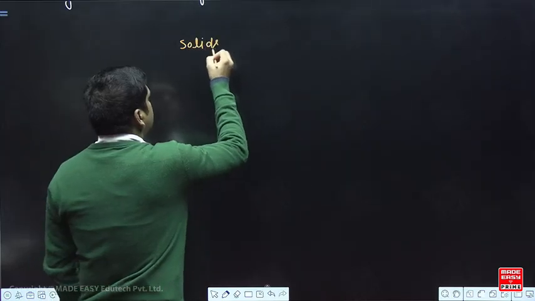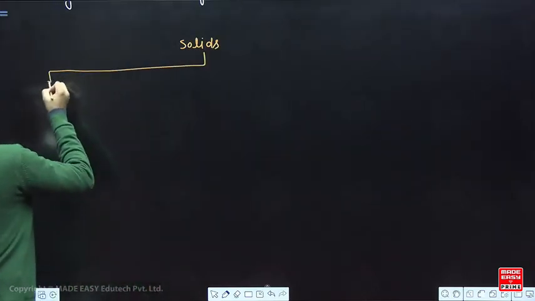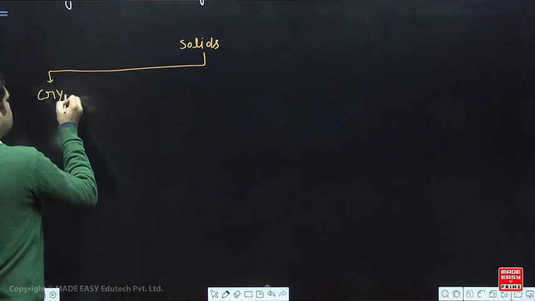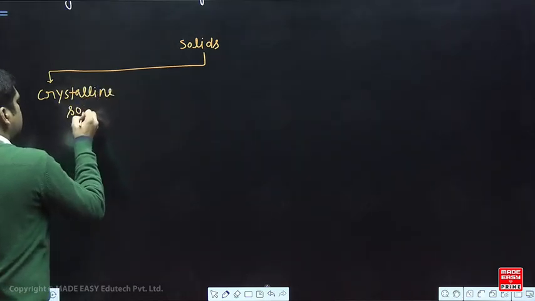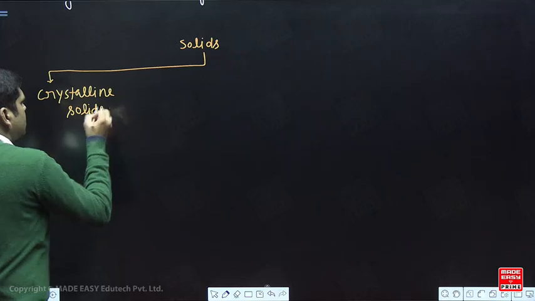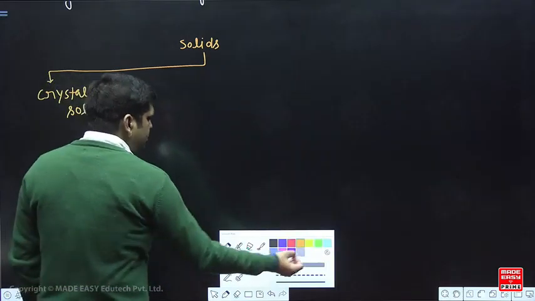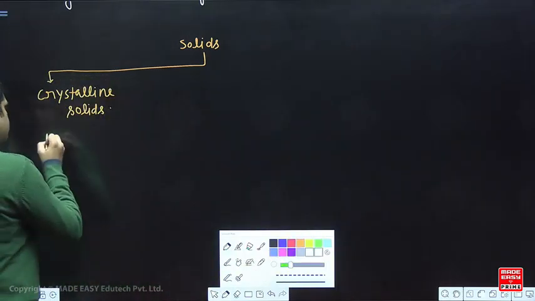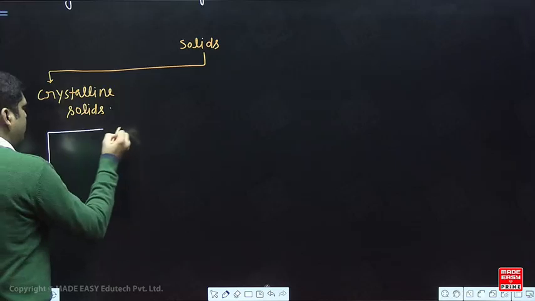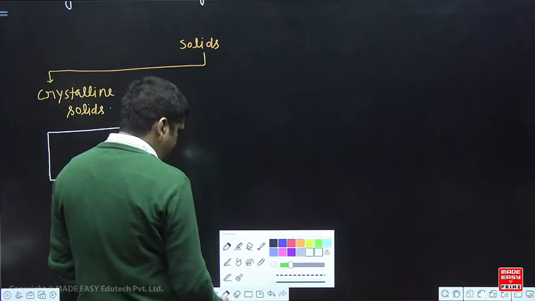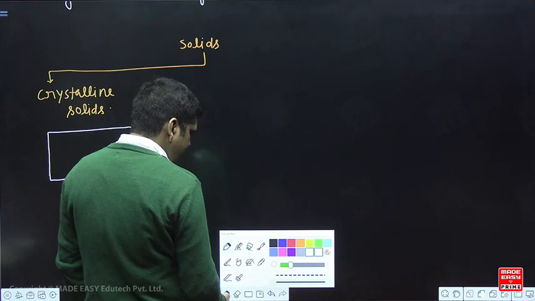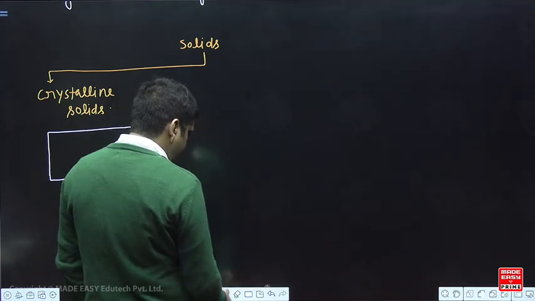Solids can be broadly classified as crystalline solids. Crystalline solids are those solids in which the atomic arrangement is regular and perfect. Atoms are arranged in a perfect and periodic arrangement. Atomic arrangement is perfect and regular.